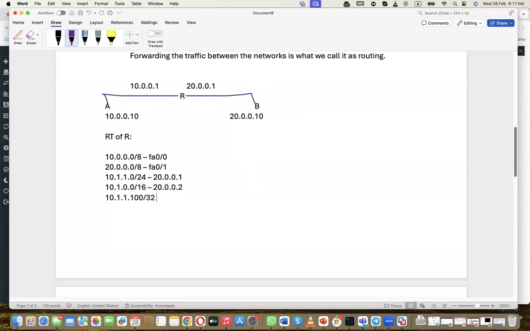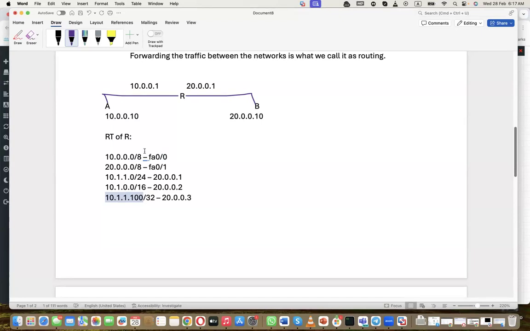10.1.1.100/32 going to 20.0.0.0. Now let's say these are the routing table entries of the router. It has four different entries: the 10 network, the 10.1.1.0/24 network, the 10.1.0.0/16 network, and the 10.1.1.100/32 network. That means four different entries related to the 10 network are available in my routing table.